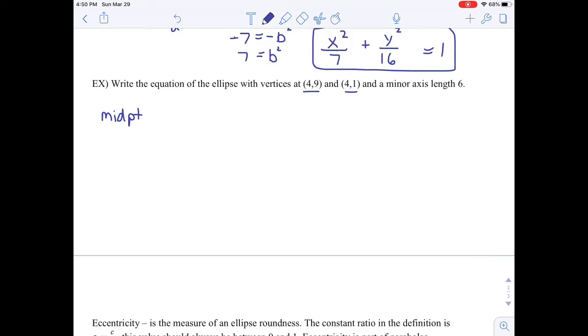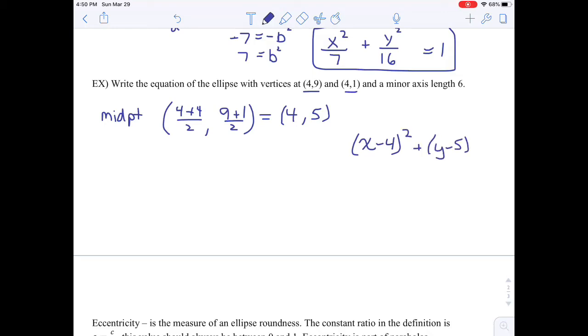So the midpoint would be (4 plus 4) over 2, comma (9 plus 1) over 2. So 8 divided by 2 is 4. 9 plus 1 is 10, divided by 2 is 5. So our center is (4, 5). That can give us the top of our equation: x minus 4 squared plus y minus 5 squared.